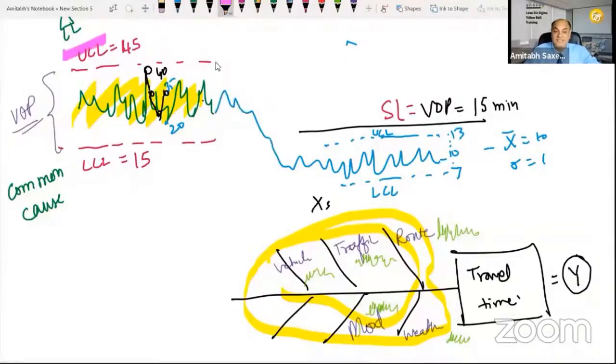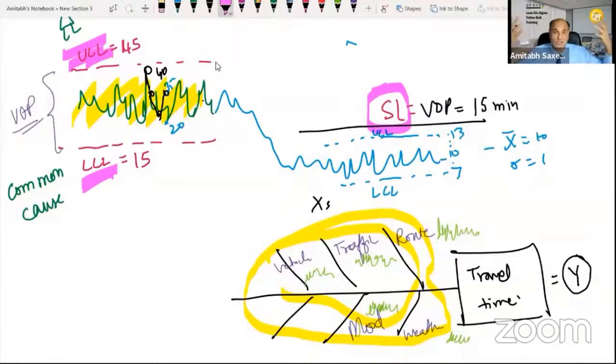CL. Okay, this is SL, the specification limit. The specification limit is the voice of the customer, given by the customer. The CL is given by the process. This is the way I am operating. This is the way I will behave.